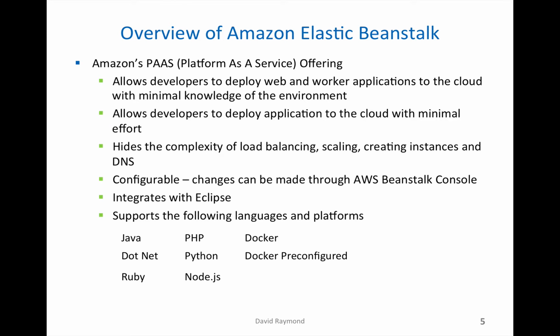Elastic Beanstalk is Amazon's platform as a service offering. It allows developers to deploy web and worker applications in the cloud with minimal knowledge of the environment. It allows developers to deploy applications in the cloud with minimal effort, hides the complexity of load balancing, scaling, creating instances, and DNS. It's configurable, integrates with Eclipse, and supports many languages and platforms.